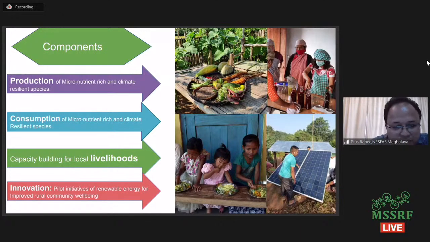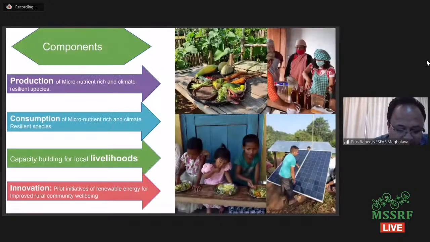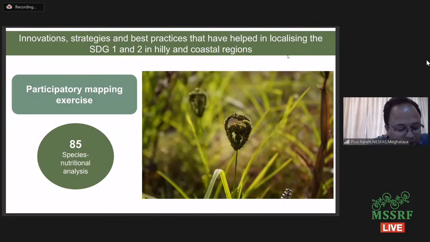I also agree with the fact that this requires multiple teams to address the issue that we are talking about here. So let me share some of the good practices and the strategies and innovations which we have been doing here, which received a lot of positive feedback from the communities and other stakeholders.